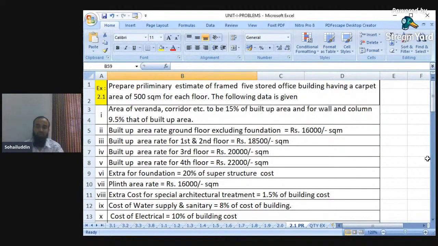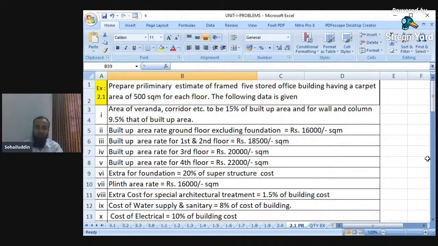So here the practical number 1, that is experiment number 1, to be written in the record books is example 2.1. Here you have to write down in the practical record book: prepare a preliminary estimate of the framed 5-story building. Here it is G plus 4, that is ground floor plus 4 floors, but total is 5-story. A 5-storied office building having a carpet area given as 500 square meter for each floor.